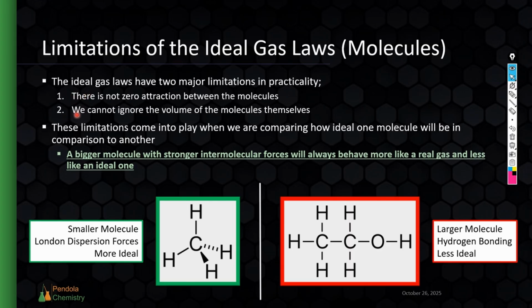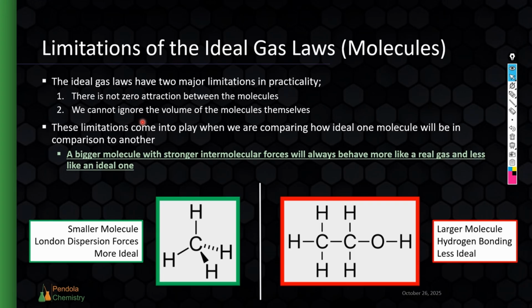The second one is that we cannot ignore the volumes of the molecules themselves, because molecules do have a fair bit of volume. And because we're not usually working with a room full of molecules, so we're not working with a classroom full of gas, we're normally working with containers full of gas, we can't just ignore the volume of the molecule. These limitations come into play when we're comparing how ideal molecules will be in comparison to one another.